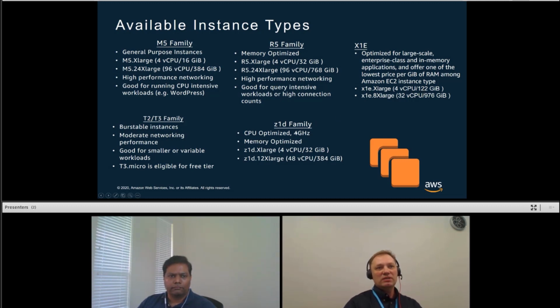We also have the Z1D family, which is our CPU optimized family, and those are built using very fast 4 gigahertz Intel chips. But as far as CPU to memory ratio, they're very similar to that of the R5 family. And for the smaller workloads, we have burstable T2 and T3 families also available.